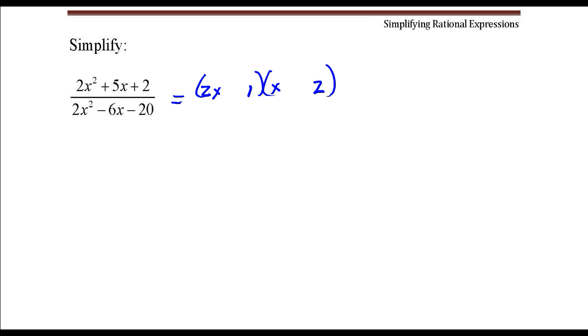Okay, so everything is positive in the numerator, so these signs have to also be positive. Let's check this real quick. 1 times x is a 1x, and 2x times 2 is a 4x, and if I add those two terms together, I do get the middle term here, which is a 5x, so that's the correct factorization.